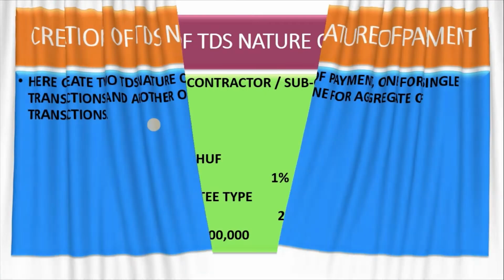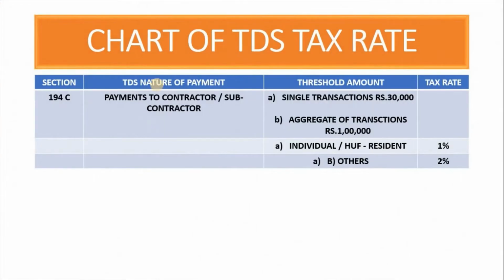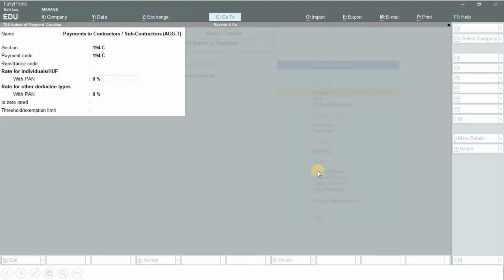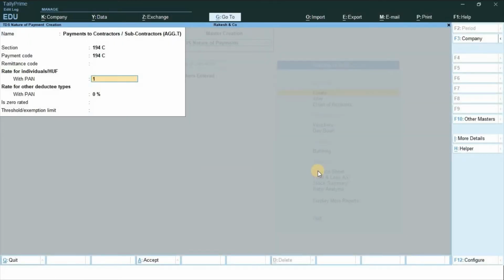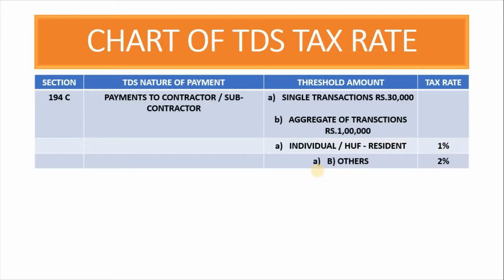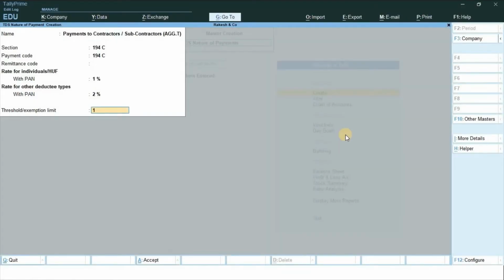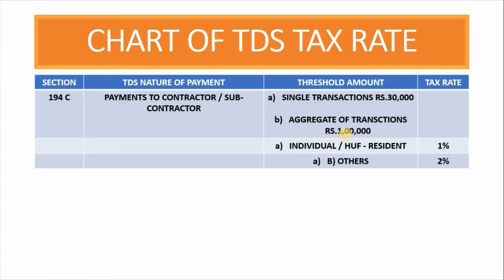Rate for individual or HUF with PAN: individual HUF resident 1%, others 2%. So here type 1%, and rate for other deductee type 2%. Threshold exemption limit, this is aggregate. Aggregate how much? 1 lakh. Threshold amount is 1 lakh.